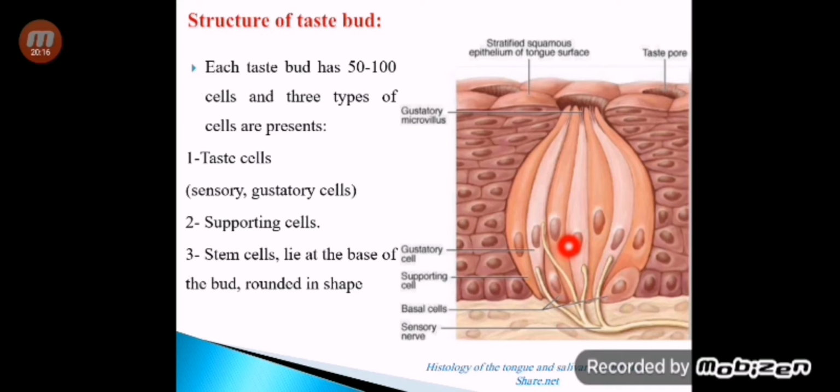Supporting cell, this is the supporting cell present between the taste cell and the stem cell, which lies at the base of the taste bud. They are rounded cells with rounded nuclei and have a high degree of mitosis in order to replace the other cell types.